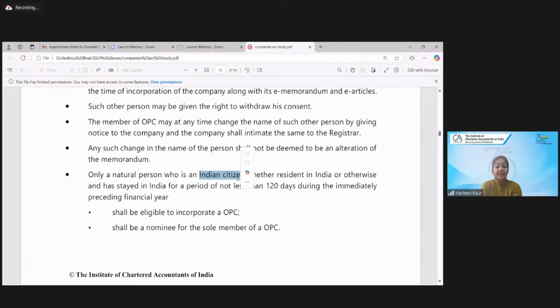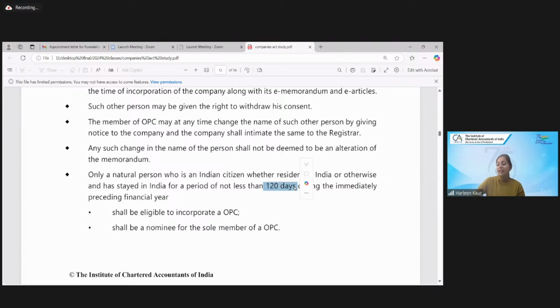For how many days he should have stayed in India? What matters is he should have stayed in India not less than 120 days, means 120 or more than 120. Even if you have stayed 120 days, then also it is fine. Not less than 120 days, means minimum 120 days or more, you should have stayed in India. And when do we need to stay in India? During the immediately preceding financial year.